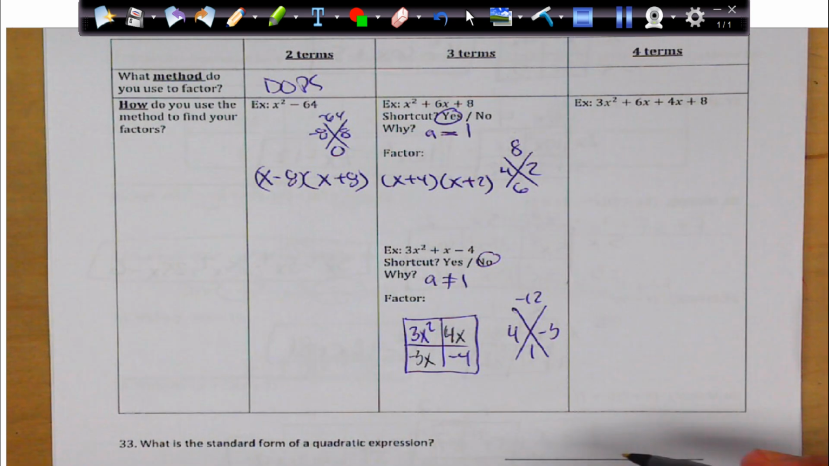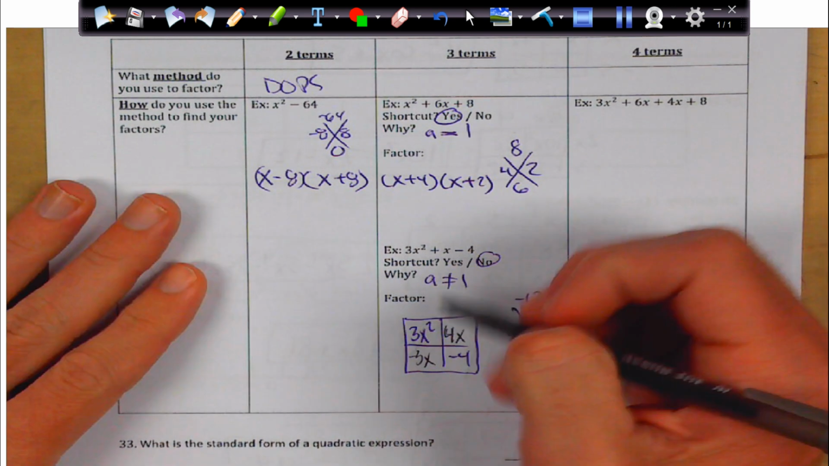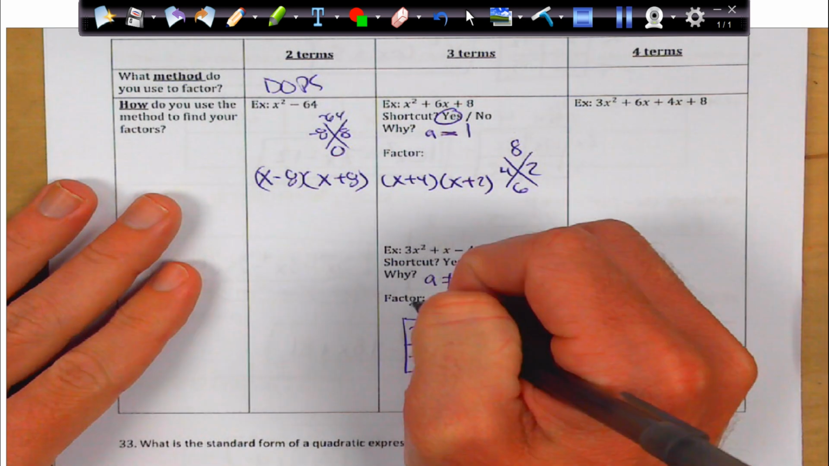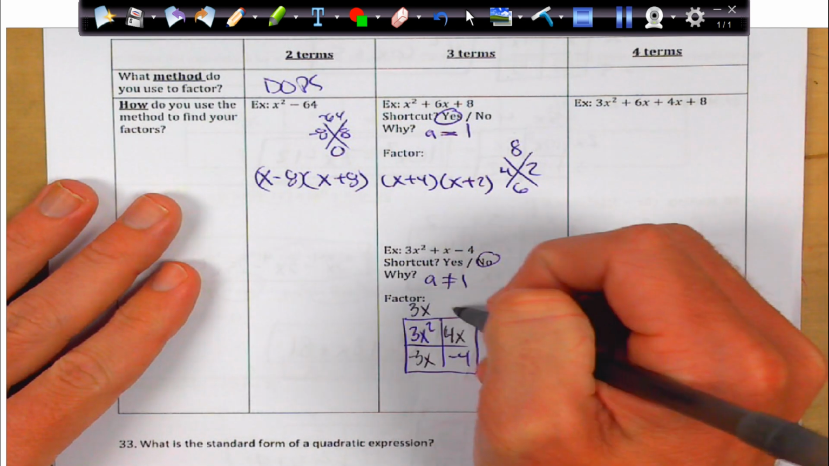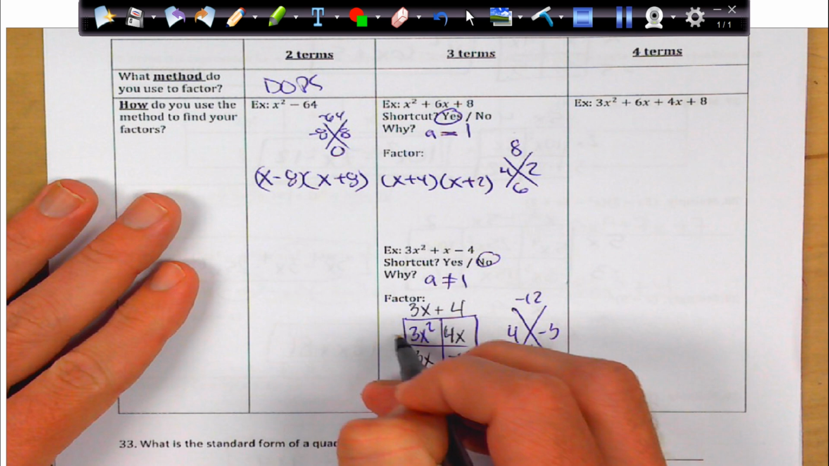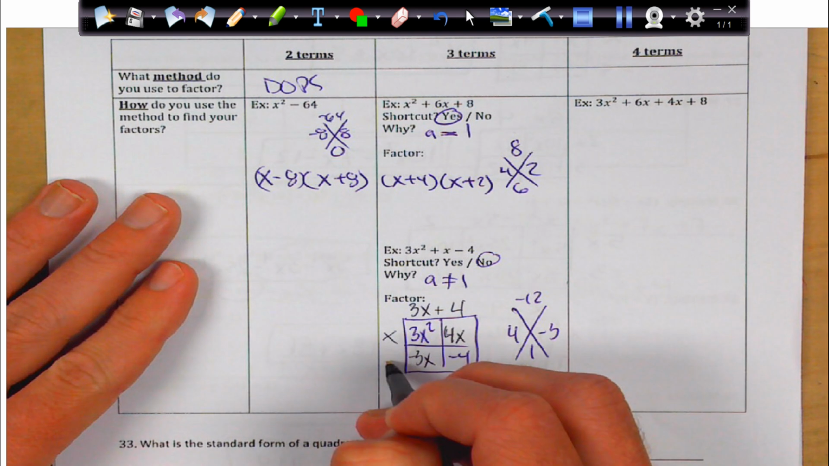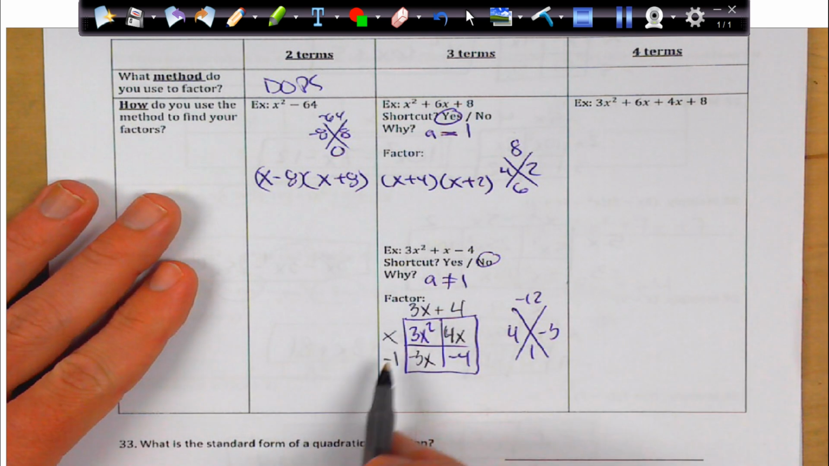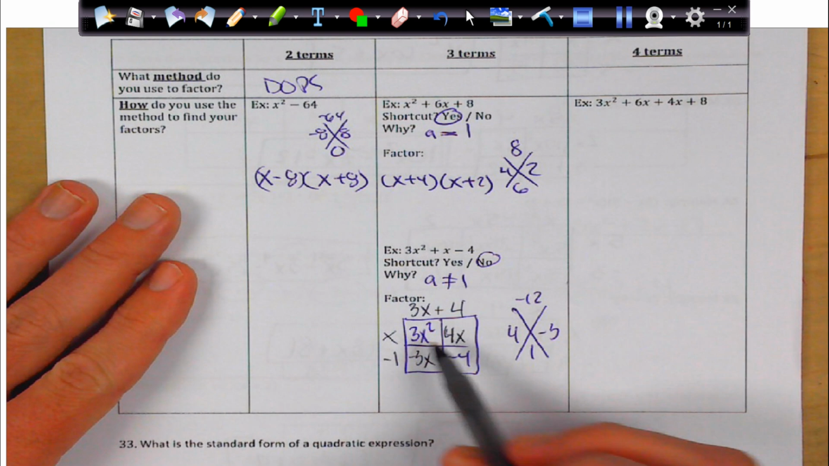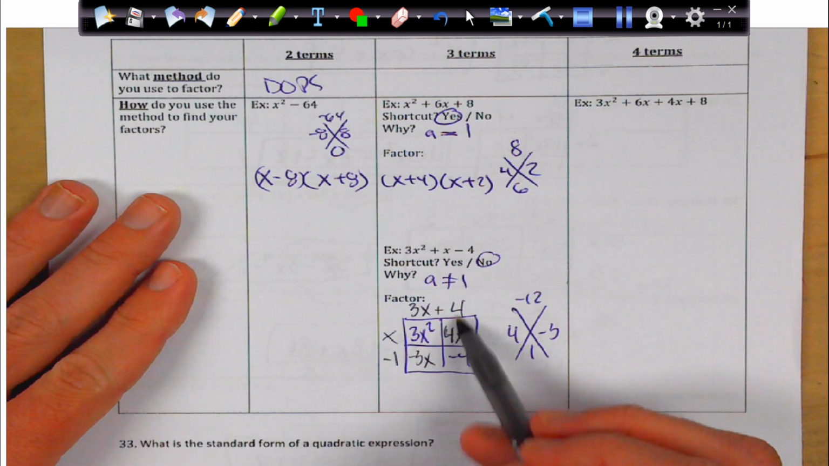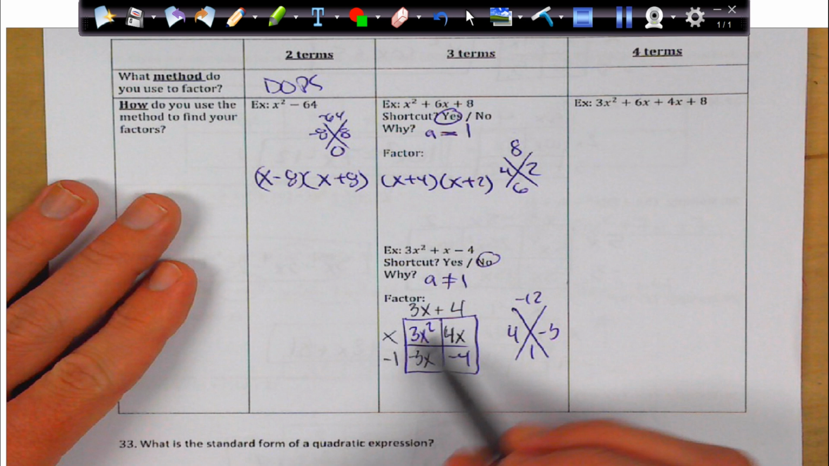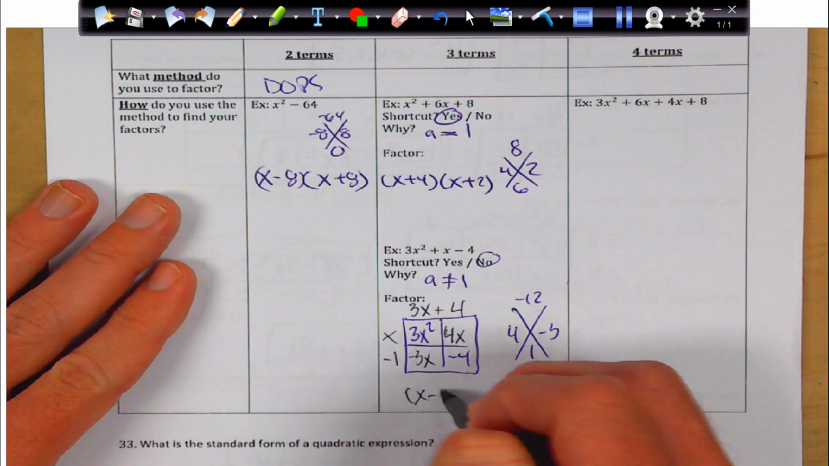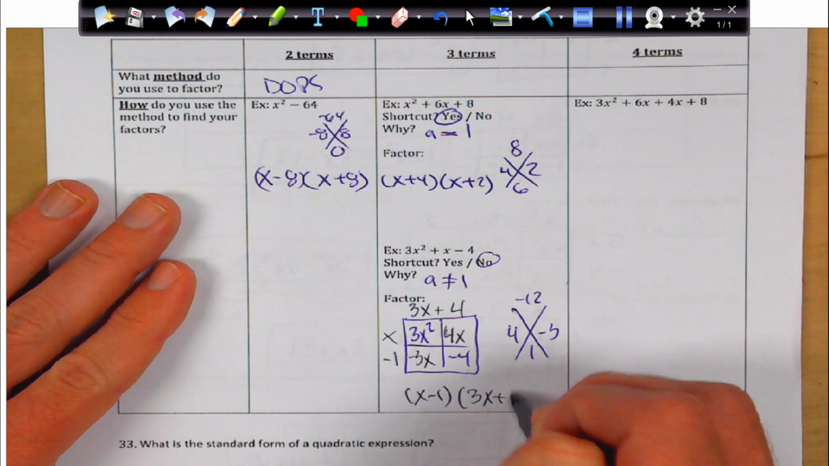And then we just simply pull a GCF out of each. So this is going to be 3x. This is going to be 4. This is going to be just x. And this is going to be negative 1. And you got to multiply back to see if this was true. X times 3x, yes, yes, yes, and yes. So we end up with x minus 1 and 3x plus 4.